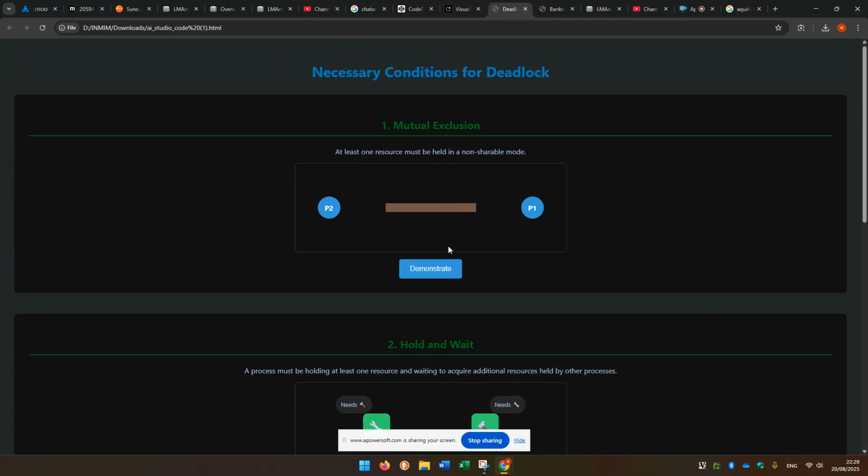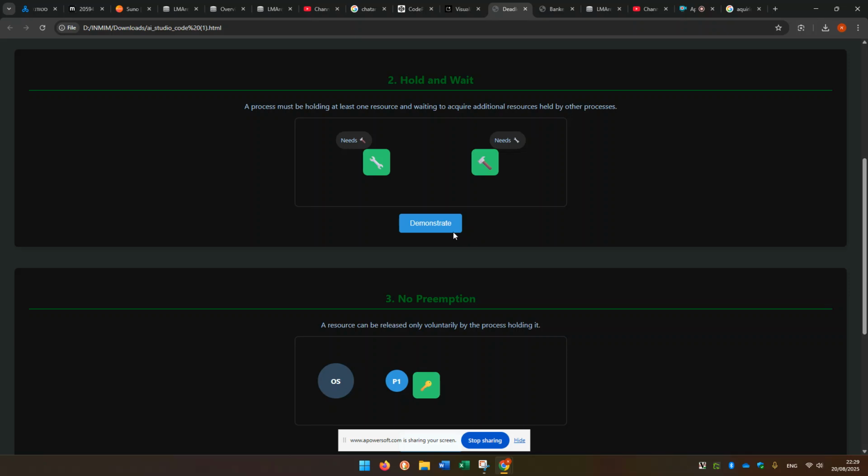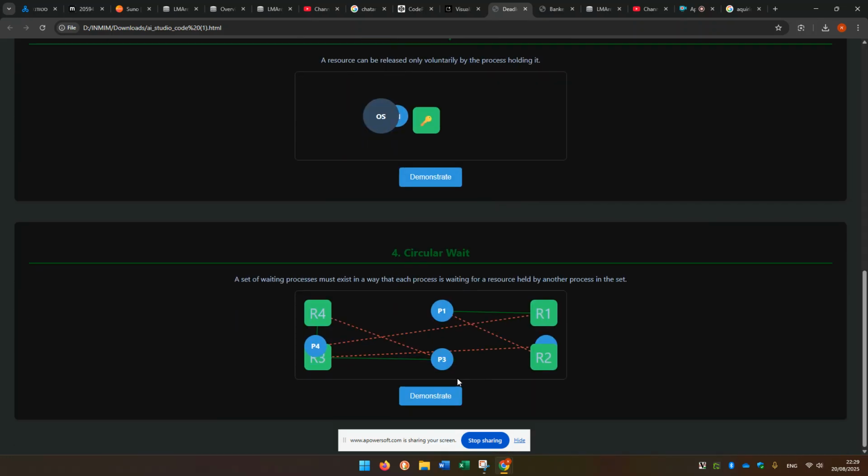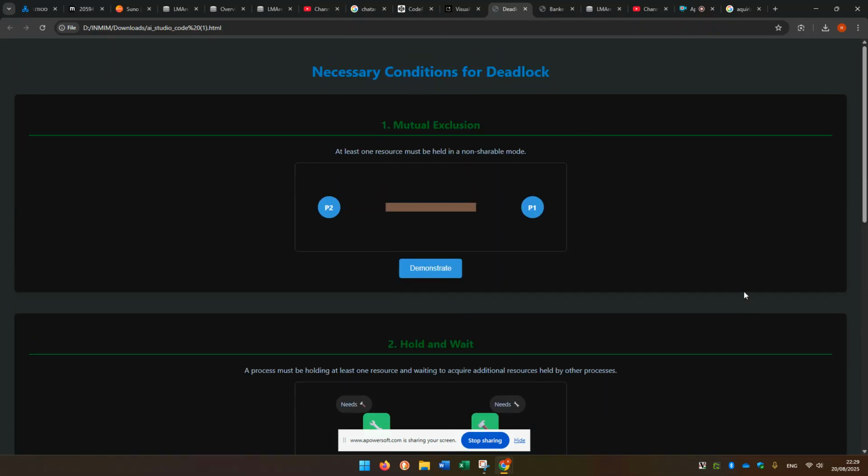So again, we need mutual exclusion, we need hold and wait, we need no preemption, and we need circular wait. All those four conditions are necessary conditions for a deadlock to occur. So if I want to prevent a deadlock, I need at least one of them to not occur. This is the idea of the four necessary conditions for a deadlock.